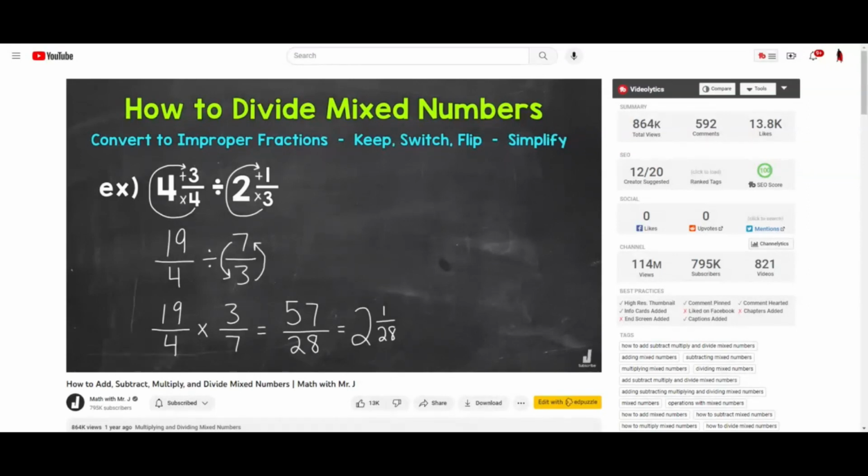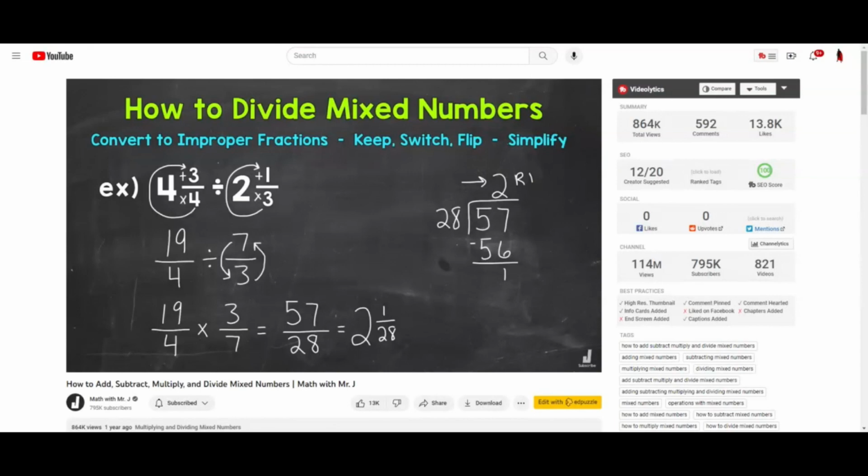Let me write that out as well. So we have 57 divided by 28. So we need to think how many whole groups of 28 out of 57. Well, we said that's 2. That gets us to 56. So 2 times 28 is 56. So we get a remainder of 1.